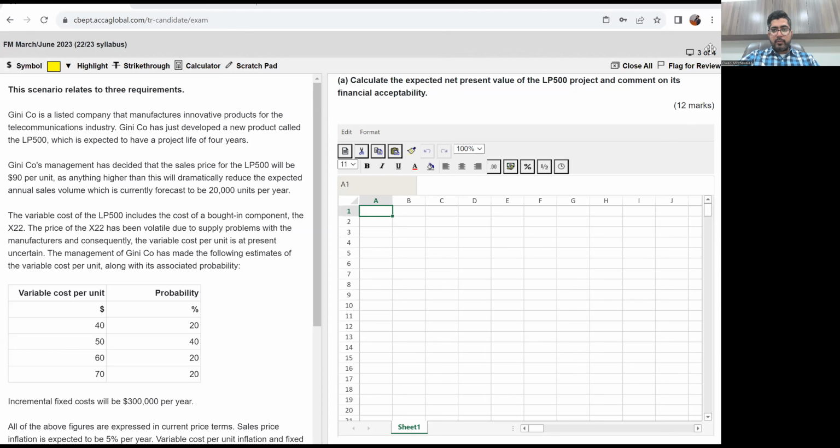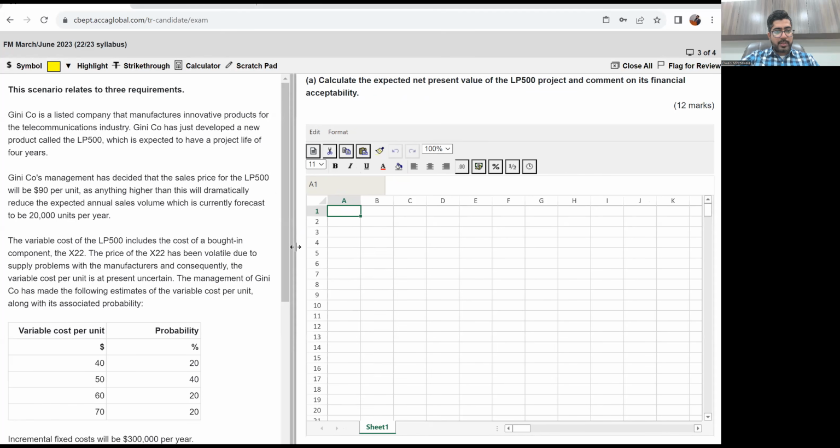Okay, hello and welcome to today's session. Today we are going to cover the past paper question of MAR June 2023 attempt. That is the GINI company. So I'm reading this question.